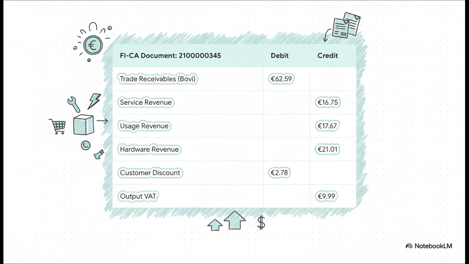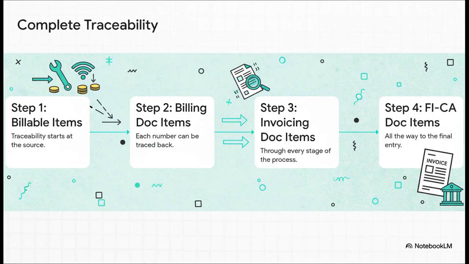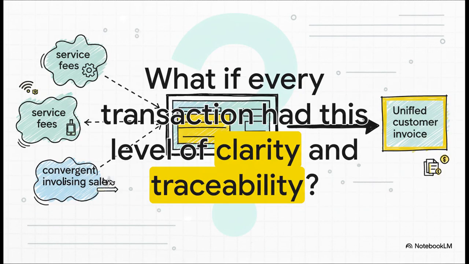It's perfectly balanced. And this right here brings us to maybe the most important takeaway of this whole thing: traceability. Every single number in that final accounting document can be perfectly traced back through the invoicing document, the billing document, all the way to the original transaction that started it all. There are no black boxes here. And that really is the power of a structured, convergent document flow.